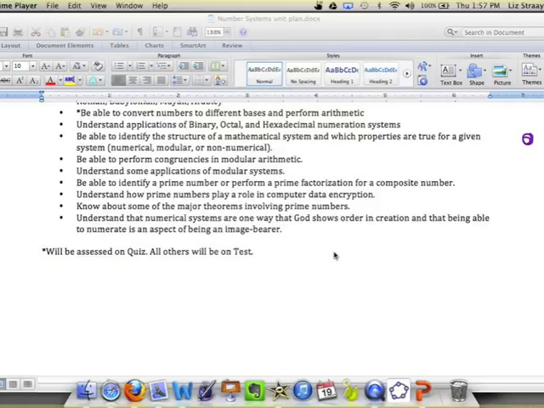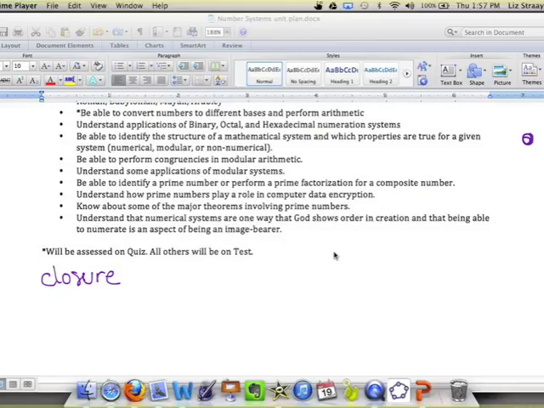The next one says be able to, so that's where we're thinking more about skills. Be able to identify the structure of a system and which properties are true, whether it's a number system, a modular system, or a non-numerical system. So what were some of the properties that we talked about? I'll give you a first one, which may jog a memory.